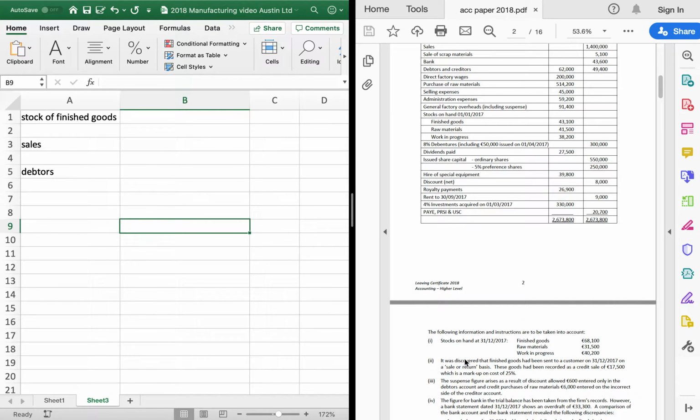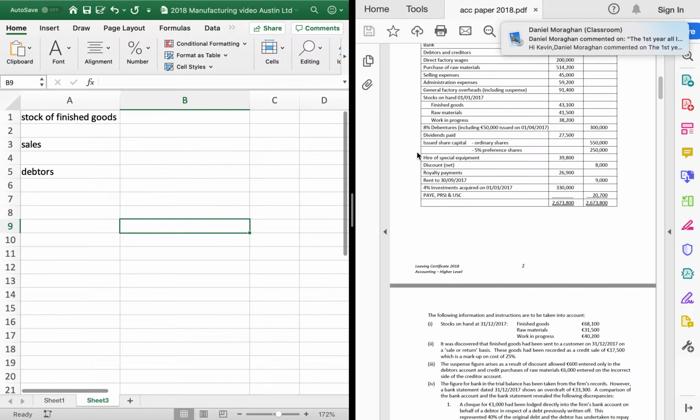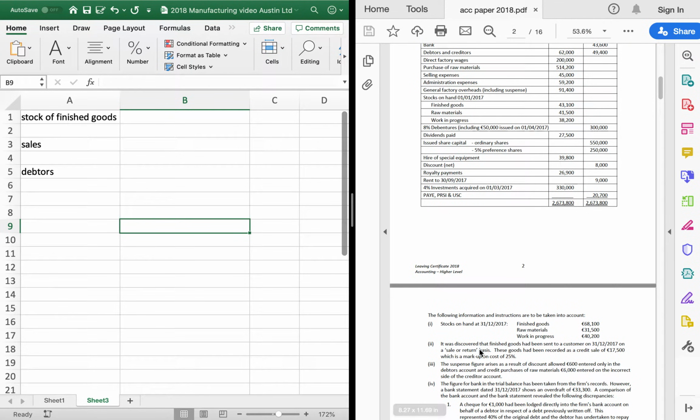And then working two, it says it was discovered that finished goods have been sent to a customer on a sale or return basis. And if you remember, when something is sold on a sale or return basis, the sale has not happened. So we have to take the sale away. We always sell goods to customers at the sales price, but stock is always at the cost price, or the lower of cost and net realisable value. That's the previous concept. So sales and debtors need to go down by the sales price.